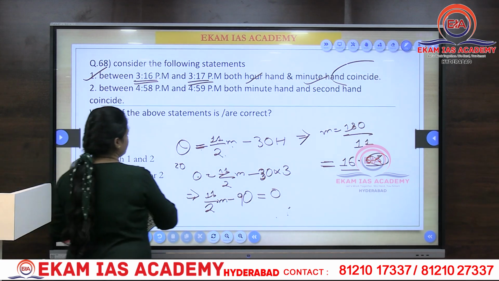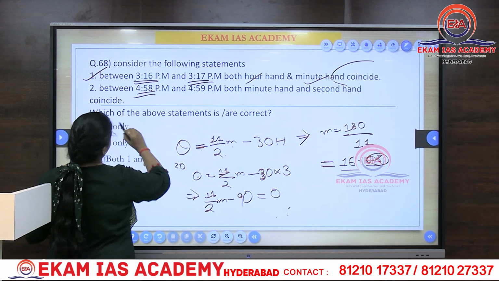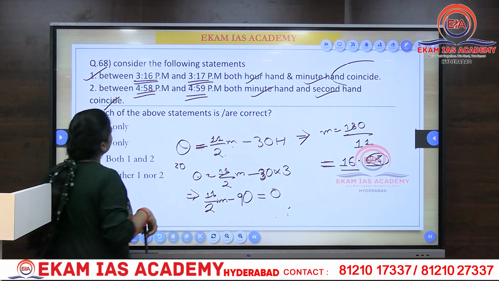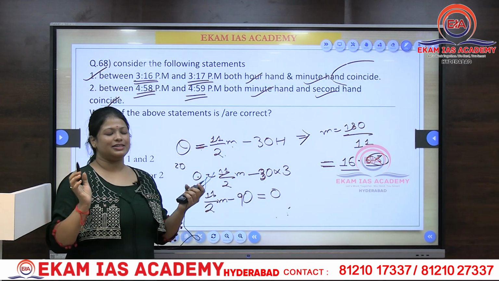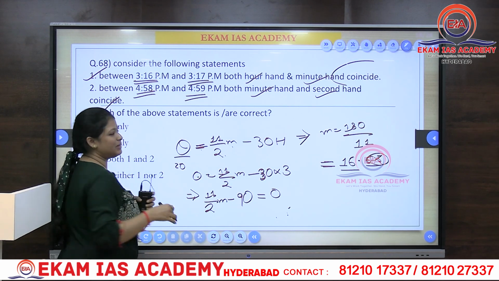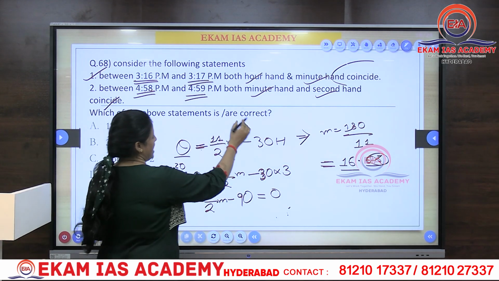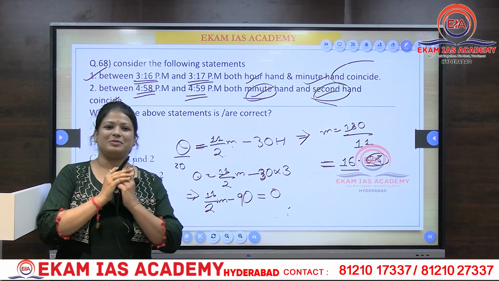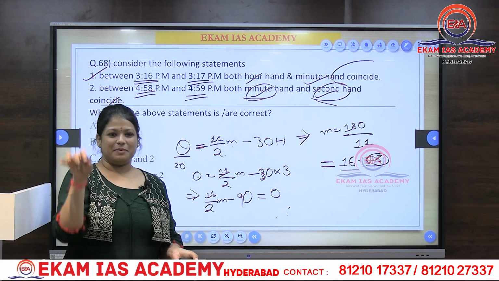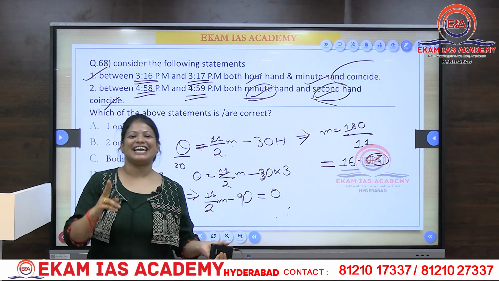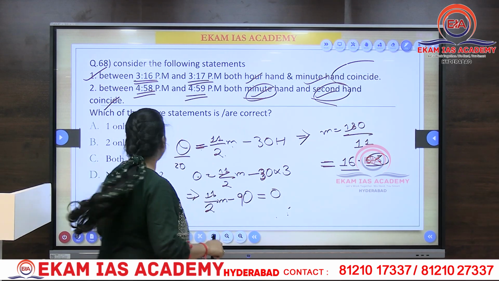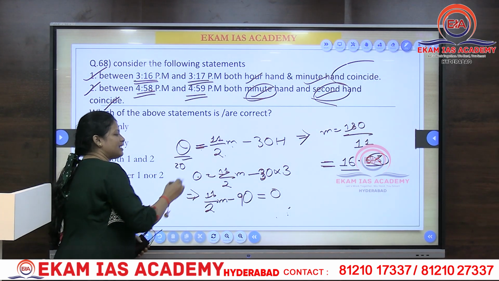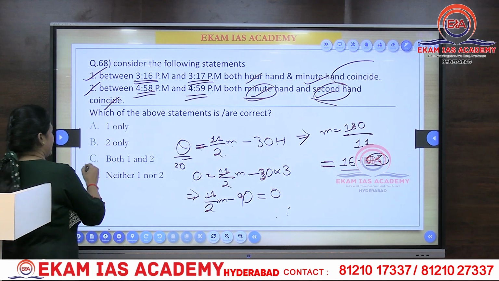Coming to the second statement, between 4:58 and 4:59 both the minute hand and the second hand coincide. Do not jump into solving this by using this formula. Please read this statement carefully. They have given both minute hand and second hand. Put a little common sense into this statement. In 1 minute the minute hand and the second hand will coincide one time. So this statement is correct in view of common sense, not in the calculations. Don't put this calculation in this statement. So both statements are right.